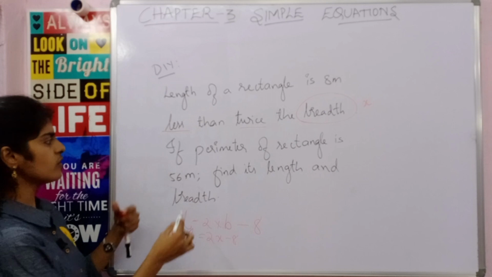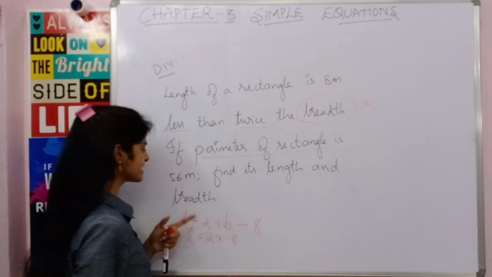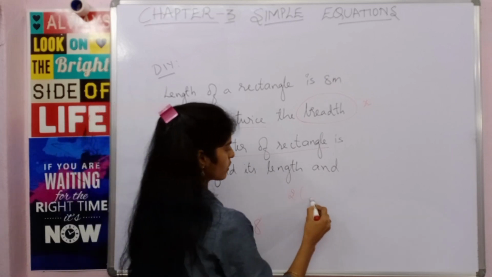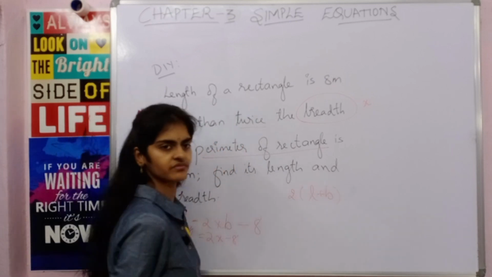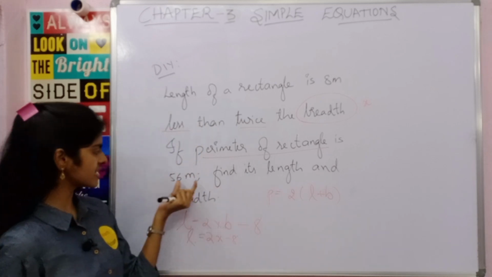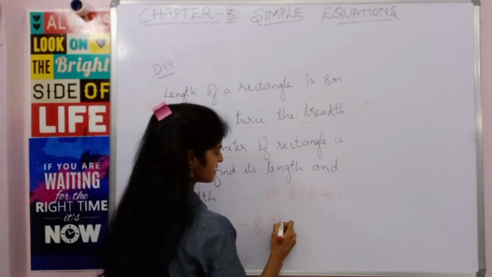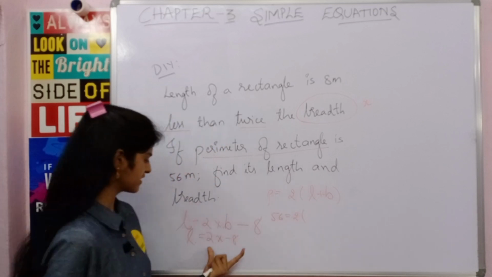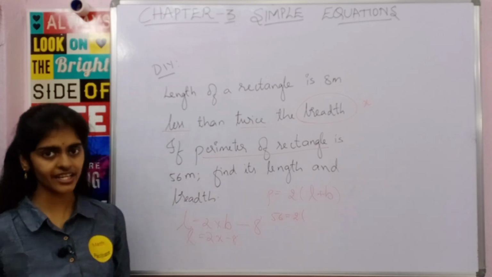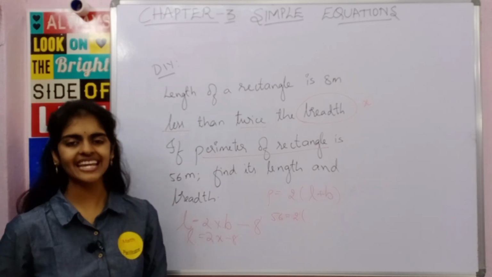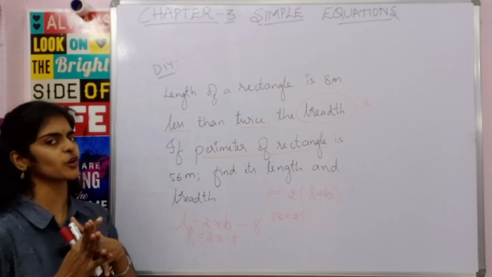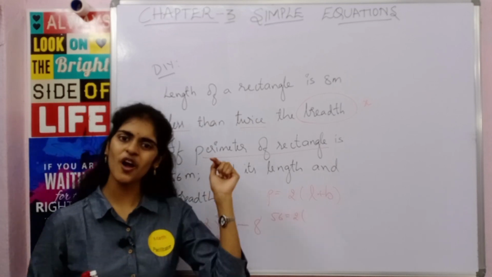Now you have the perimeter of the rectangle as 56 meters. What is the formula for the perimeter of a rectangle? It is 2 into (length plus breadth). The value of the perimeter is given to you as 56 meters. So it is 56 equal to 2 into, and you have the value of length and the value of breadth. Substitute and get the equation so that you can solve it. Solve the equation, do it yourself, check your solution, and don't forget to mention your answer in the comment section below.